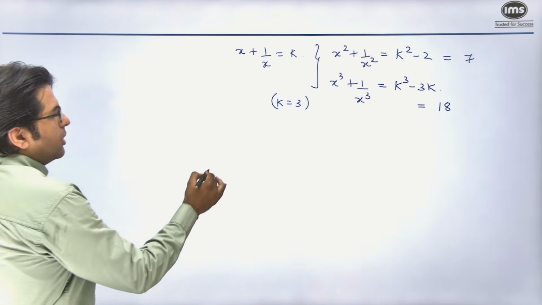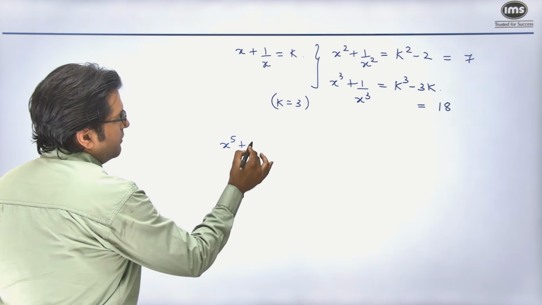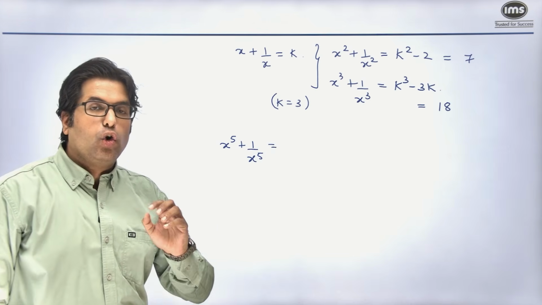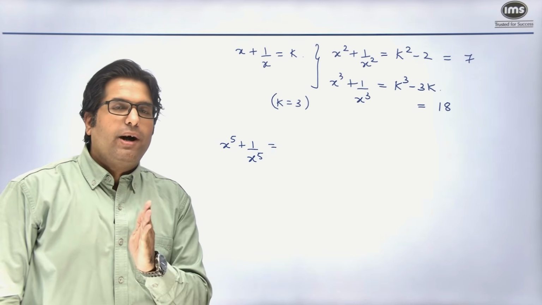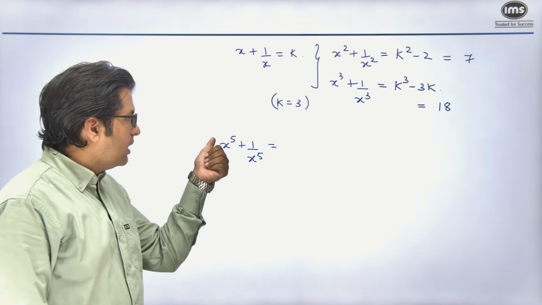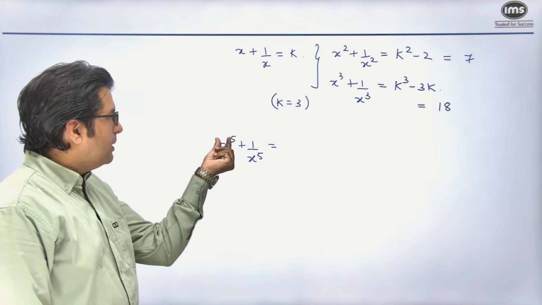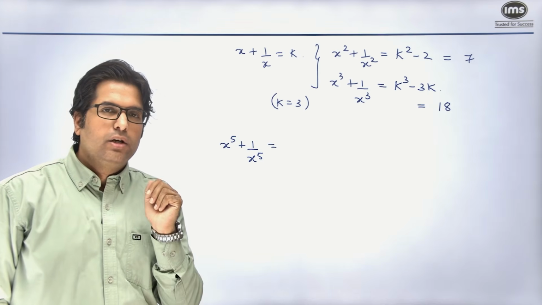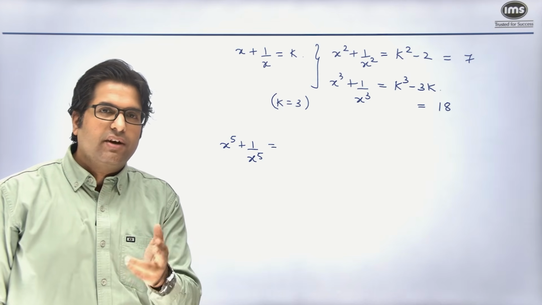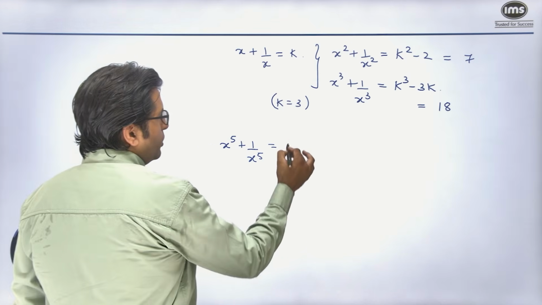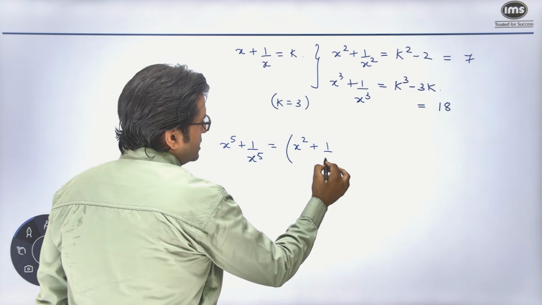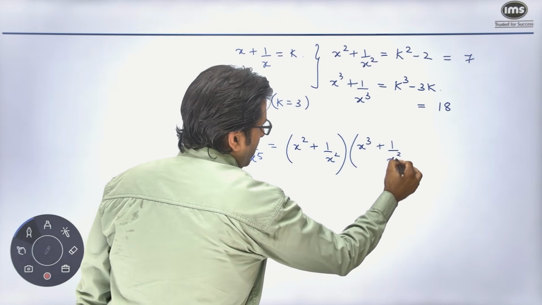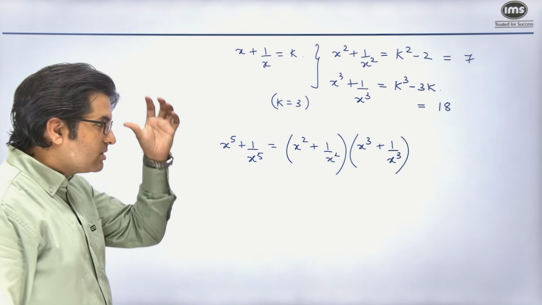Now we need to calculate, suppose, x to the power 5 plus 1 by x to the power 5. How do we go about it? Whenever you come across odd powers, always try and split them into two powers which sum to this particular number but differ by 1. For example, think of two values that when added yield 5, but differ by 1. So obviously we can think of 2 and 3, 2 plus 3 is 5 and the difference is 1. So what I am going to do is split them into two parts, x square plus 1 by x square into x cube plus 1 by x cube. Now you might wonder, how is this going to give us x to the power 5 plus 1 by x to the power 5?